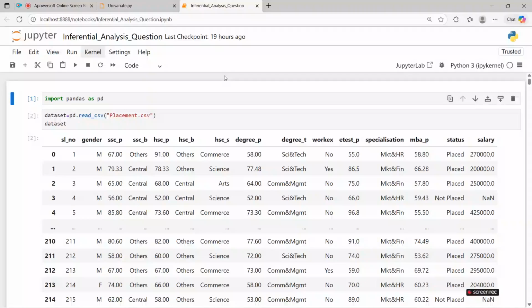Today we will be seeing the inferential analysis of placement dataset. We have around 13 questions for doing the inferential analysis for this placement dataset. We will be seeing the solution of them one by one.